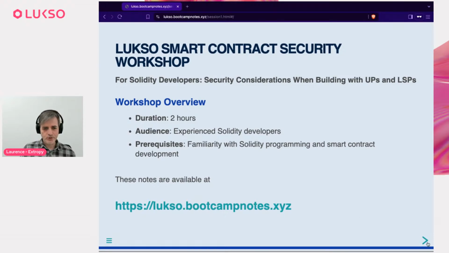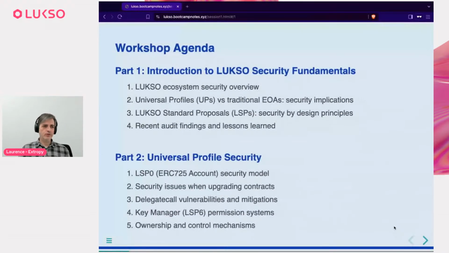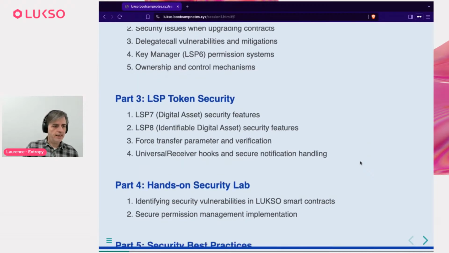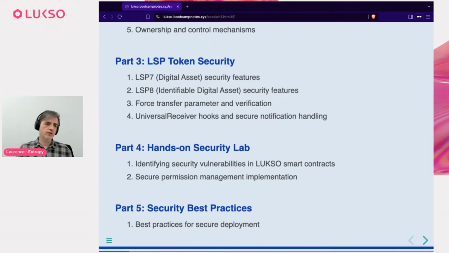All right, so what are we going to look at? Well, I'm going to start off looking at some fundamentals about LUKSO and security in general. And then we'll look at the universal profile and the security model and some of the most important aspects of that. And then in the second part, we'll look particularly at the LSPs, at the token security, so LSP7 and 8, and look at security features around those.